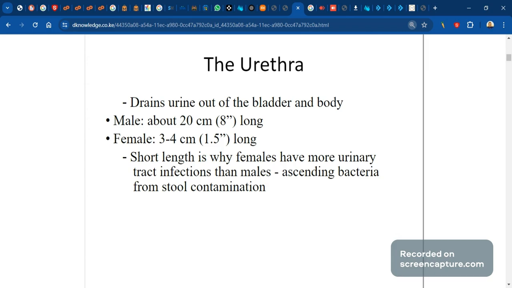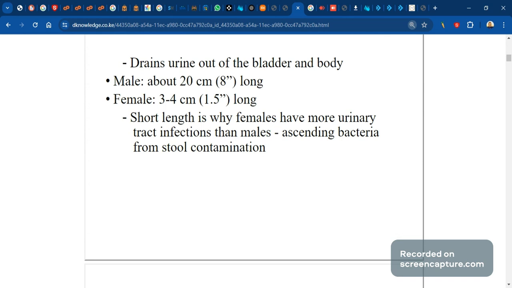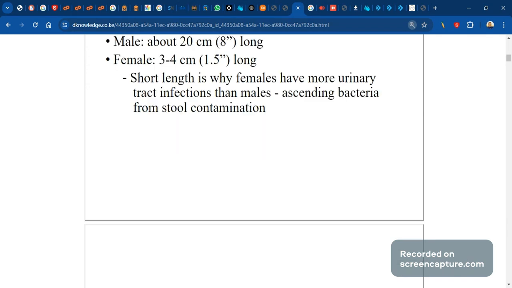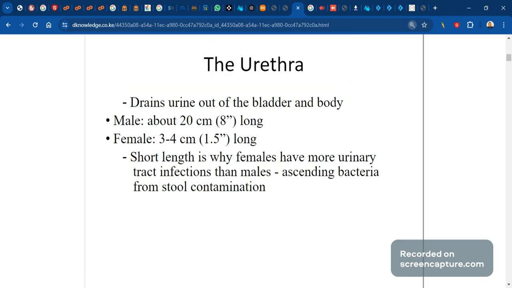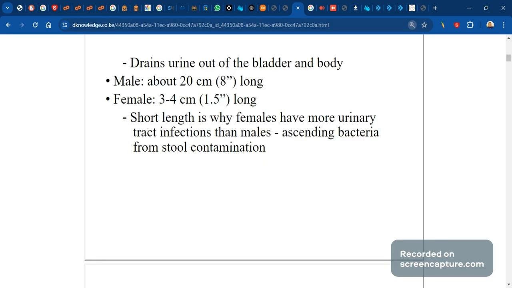This is now posteriorly located. The urethra, which drains urine out of the bladder: the male urethra is 20 centimeters, which is very long, while the female is around 3 to 4 centimeters, very short. Short length always has a reason. There's another MCQ which will ask you why females are more prone to UTI than males. It's because of the short length of the urethra.